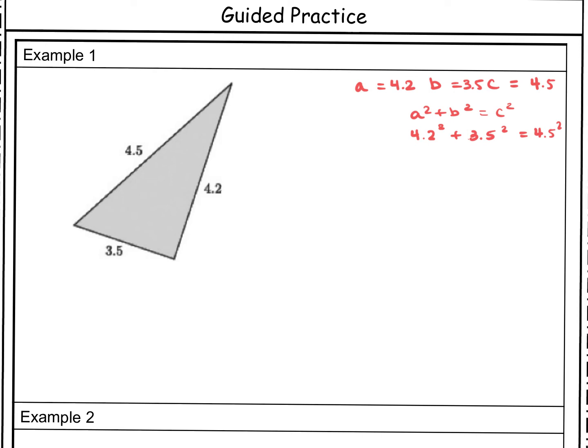Don't run from these because they are decimals. 4.2 squared is 17.64. 3.5 squared gives us 12.25. And 4.5 squared gives us 20.25. Now our next step is we're going to add our 17.64 plus 12.25, and that gives us 29.89, which is not equal to 20.25, so it does not form a right triangle.